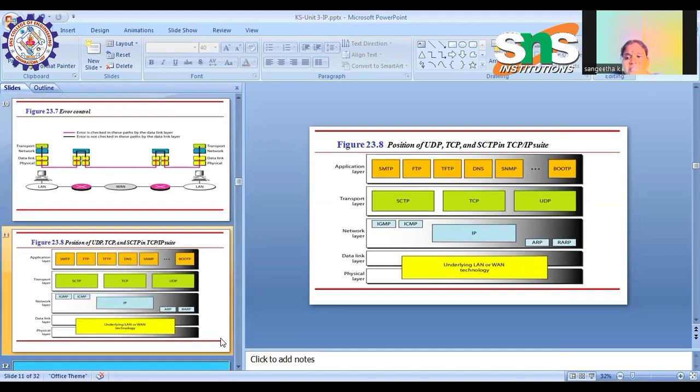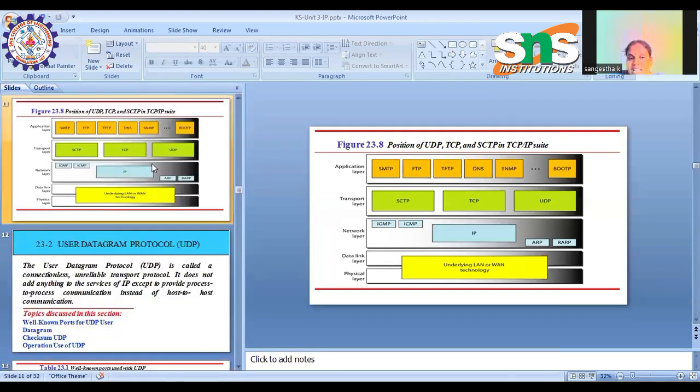This diagram shows various protocols participating in the TCP/IP protocol stack. In the application layer, various application protocols are used: SMTP, FTP, file transfer, DNS, simple network management protocol and bootstrap protocol. In the transport layer, stream control transmission protocol, TCP and UDP are used. In the network layer, various networking protocols such as IP, IGMP, ICMP, ARP and reverse ARP are used, and physical and data link layer functionalities combine together to provide efficient delivery of data transmission.